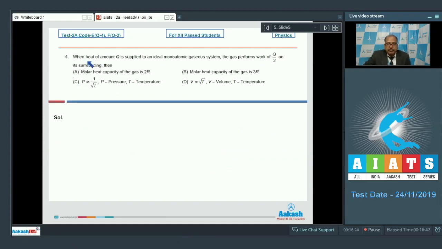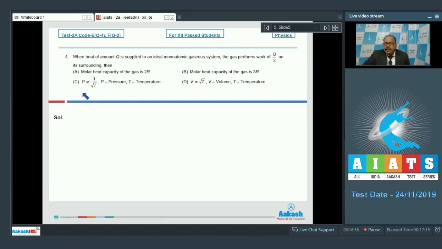Question 4 says, when heat of amount Q is supplied to an ideal monoatomic gaseous system, the gas performs work of Q by 2 on its surrounding. Then, molar heat capacity of the gas is 2R, molar heat capacity of the gas is 3R. Option C says P is proportional to 1 by root T, where P is pressure and T is temperature. And option D says V is proportional to root T, where V is volume and T is temperature.